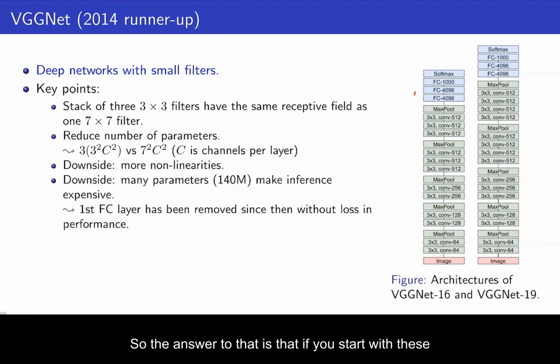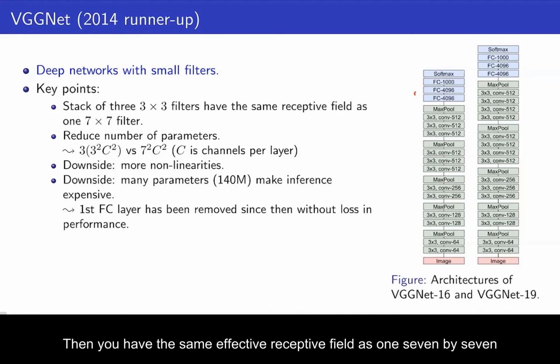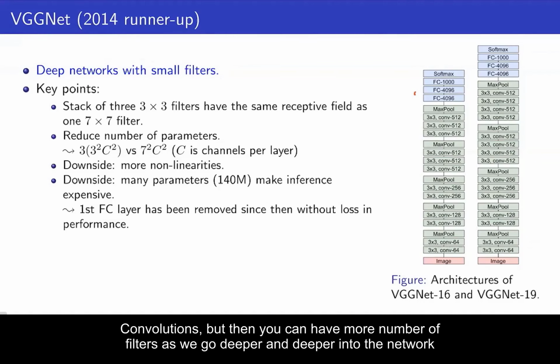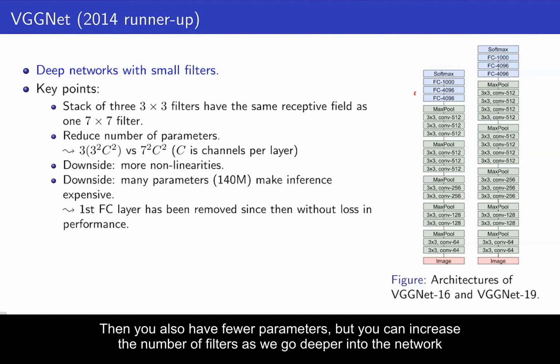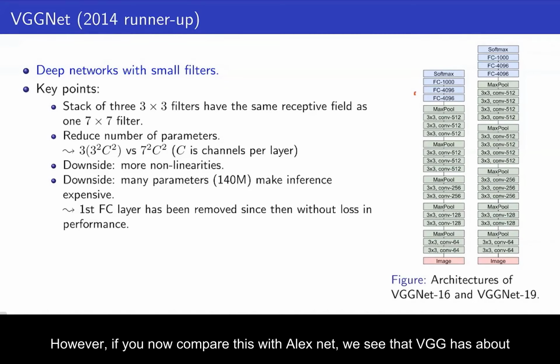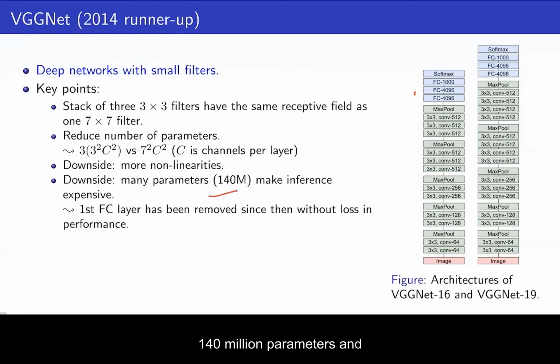The answer is that if you stack these 3x3 convolutions, then you have the same effective receptive field as one 7x7 convolution. But then you can have more filters as we go deeper and deeper into the network. You also have fewer parameters. However, if you compare this with AlexNet, we see that VGG has about 140 million parameters, and AlexNet only had about 60 million parameters.